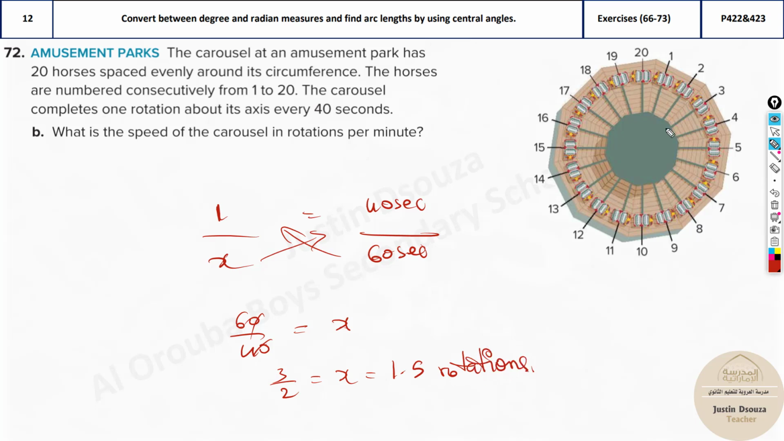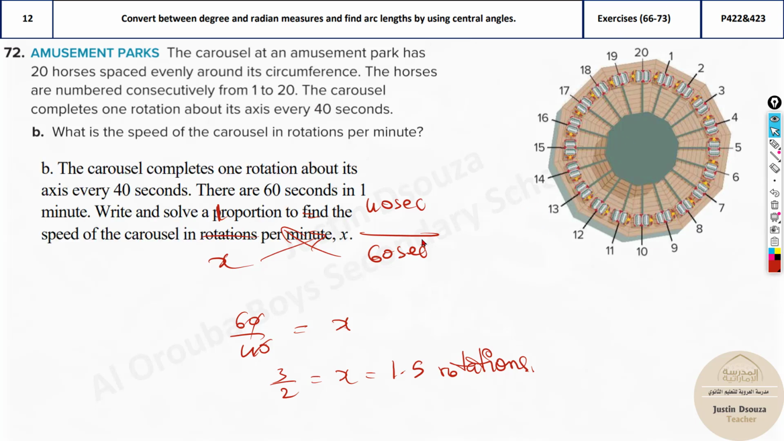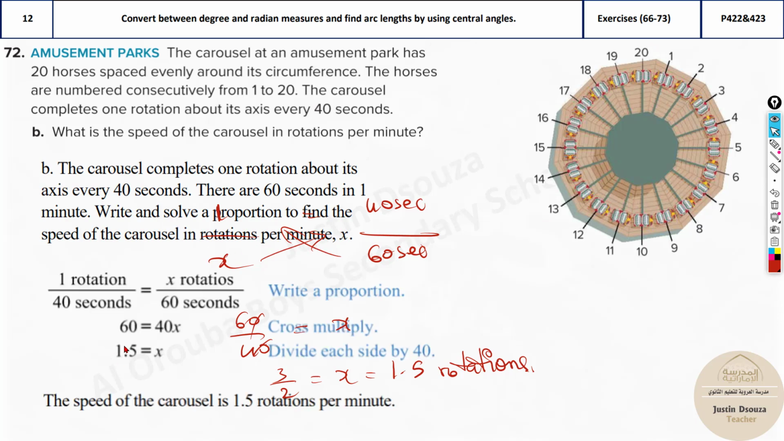So the rotations is 1.5. If you count for one minute, this will go past once and then it will come down over here at 6 o'clock. So that means 1.5 rotations. Here, that's the answer, 1.5 rotations per minute.